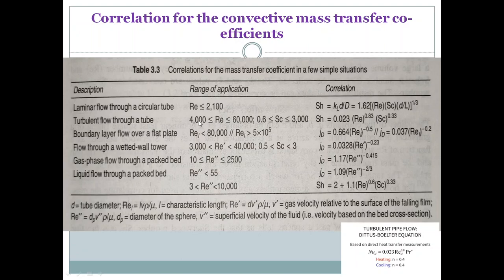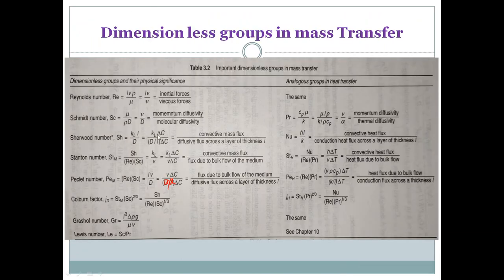Then for turbulent flow through the tube, it means Reynolds number is greater than 4000, and they have tested up to 60,000. So this correlation is valid up to what they have tested; beyond that, we don't know what will happen. They also considered Schmidt number from 0.6 to 3000. The Schmidt number is a property of this particular fluid or component, because it is nu by diffusivity.